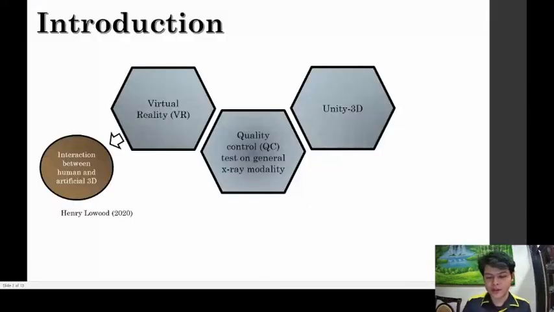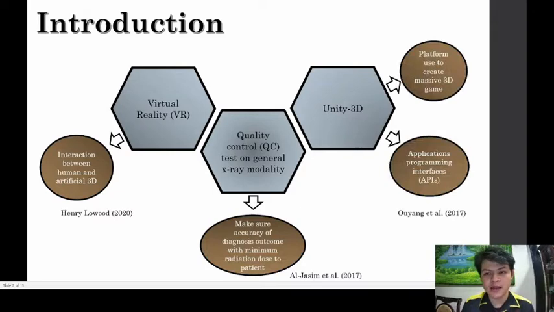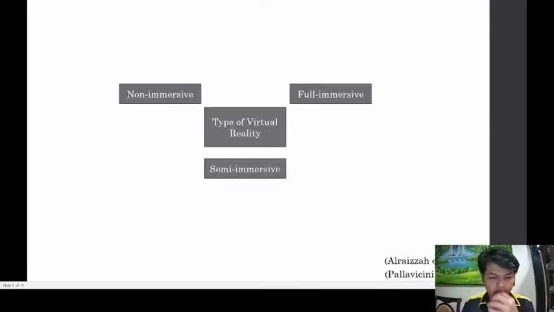A bit of introduction. Virtual reality is like you playing games but close to reality. This could improve students' learning. That's why we use this virtual reality. Quality control is actually a test that has been done on the general X-ray or other modalities to make sure the machine works perfectly. And Unity 3D is a platform we use to create the massive 3D scenery.